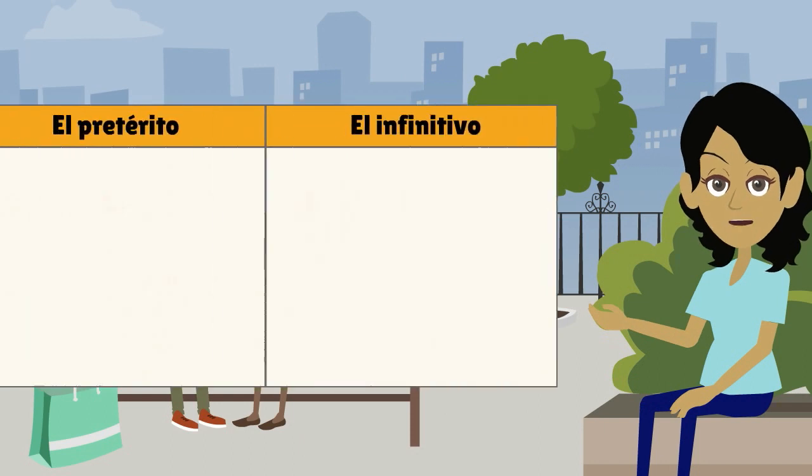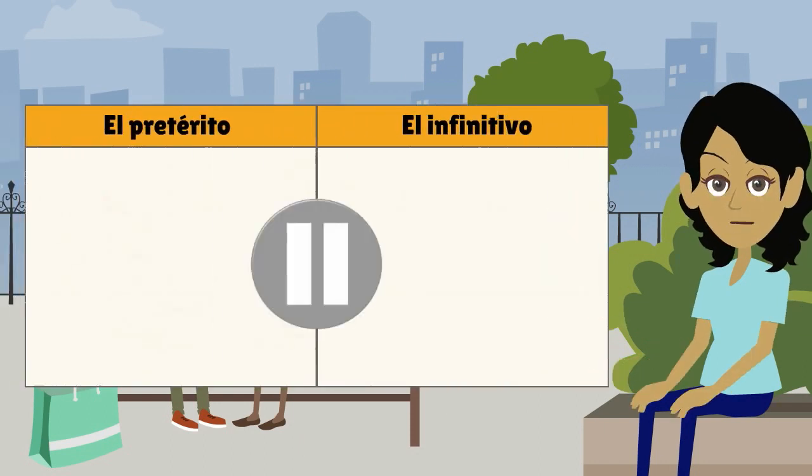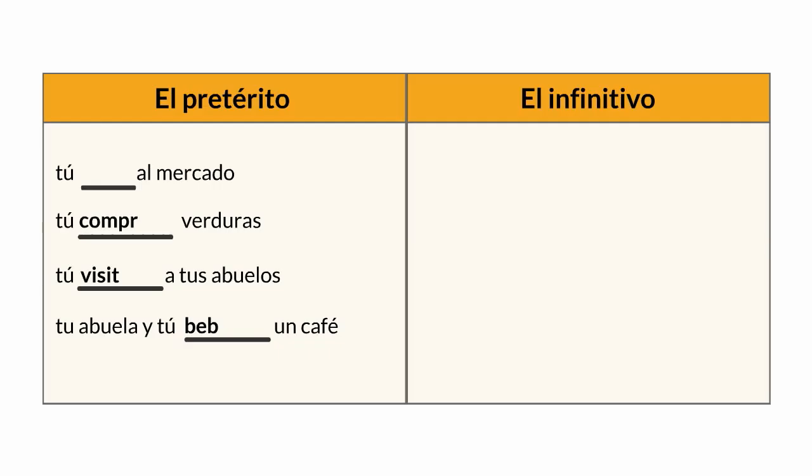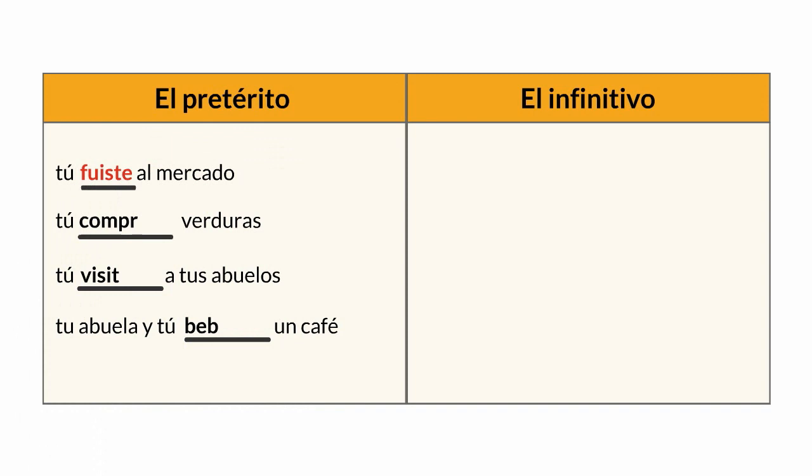Now write the verbs in your T-chart that Victoria uses to retell Oscar what he did to make sure she understood, as I repeat them. In the conversation you heard Victoria say, Tú fuiste al mercado.